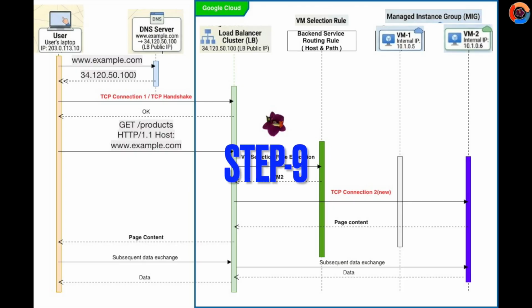Step 9. Backend generates the response. VM2 processes the request, generates the page content, and sends the response back to the load balancer. Step 10. Response returned to the user. Finally, the load balancer forwards the response to the client using the existing client connection. From the user's perspective, it appears as though they are communicating with a single server, while in reality, the load balancer is intelligently routing requests to multiple backend instances.